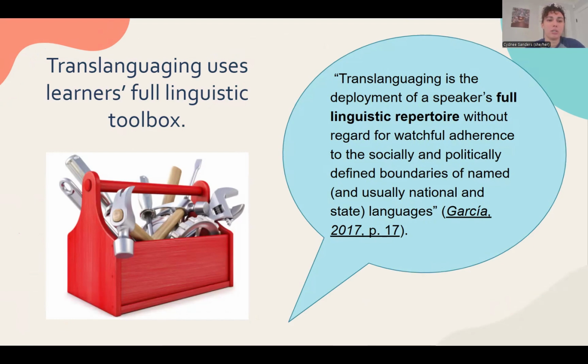In an English language classroom, a lot of recent research has been exploring why a multilingual approach to teaching English has more benefits than English-only policies. For other adult ed classes, the same goes for including other English dialects. If you haven't read much on it, I encourage you to look into it more. So, what is translanguaging? One of the leading scholars on the subject is Ofelia Garcia, and Garcia says translanguaging is the deployment of a speaker's full linguistic repertoire without regard for watchful adherence to the social and politically defined boundaries of named and usually national and state languages.